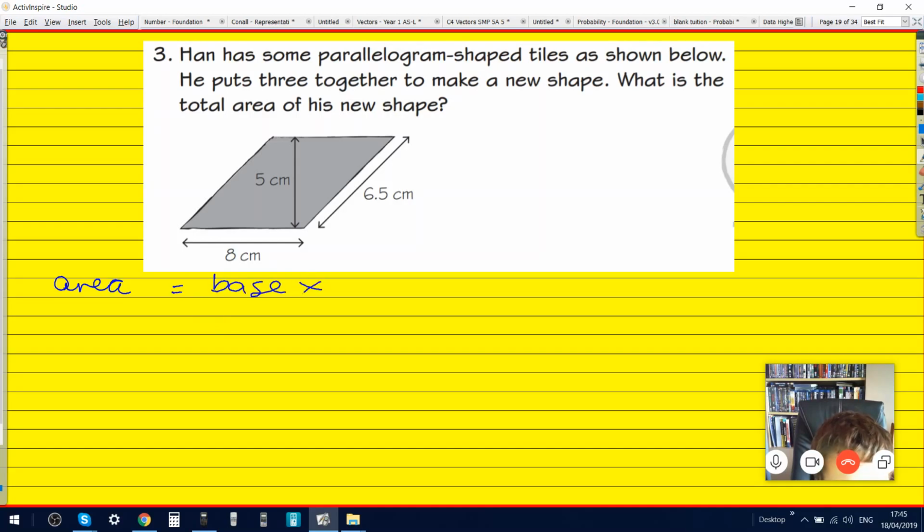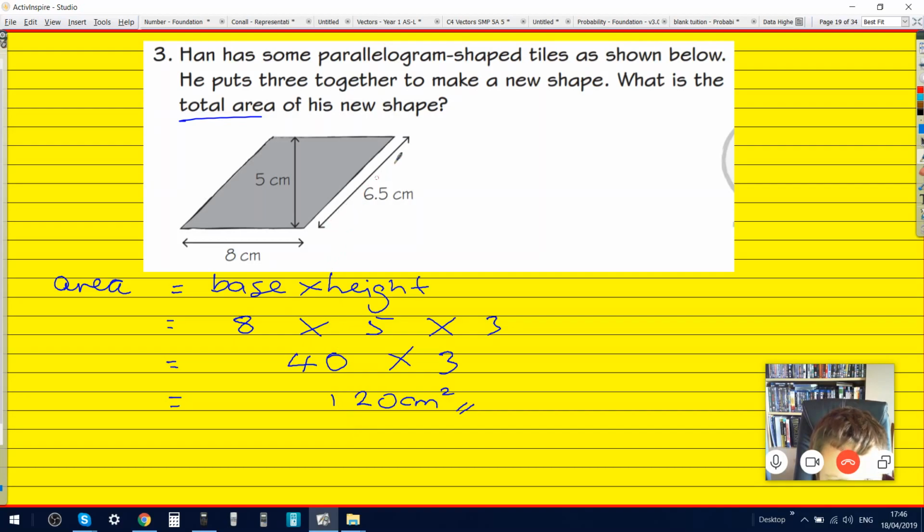And is that full marks? How many parallelograms does he have? He has 3. And so they ask for the total area. So you would need to do 40 times 3, and that equals 120. Well done. Any questions there? No. And so you can see the little trick is you don't have to use this slant height at all, just the perpendicular height.